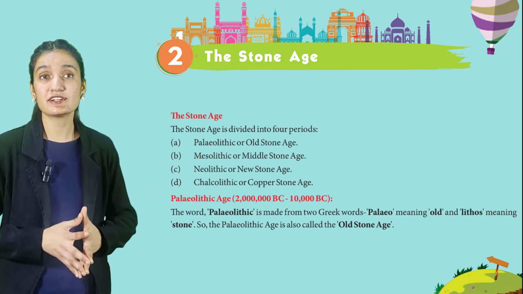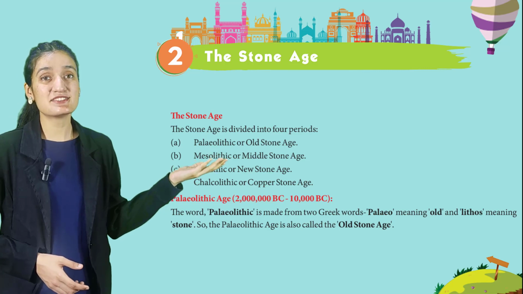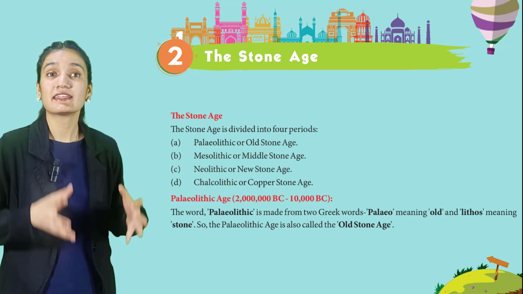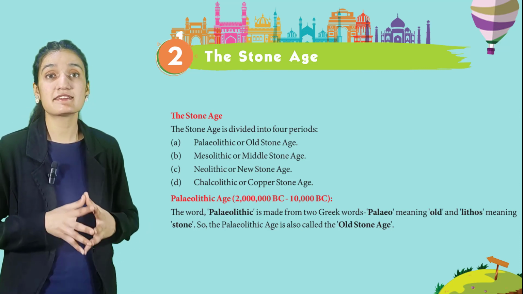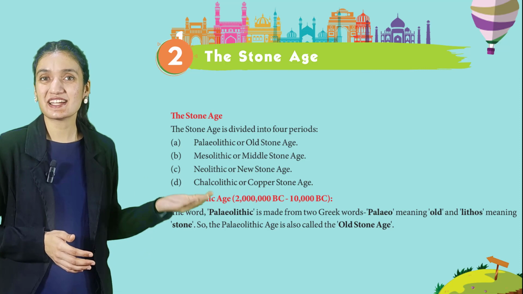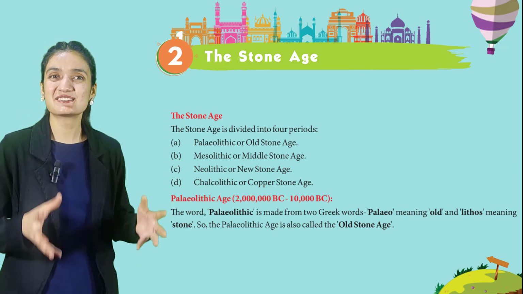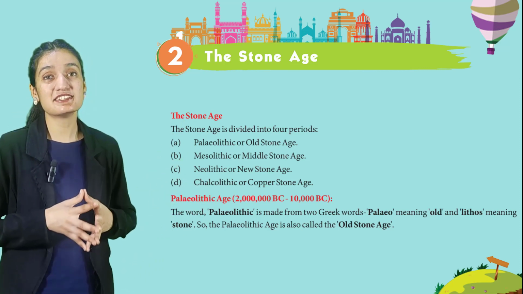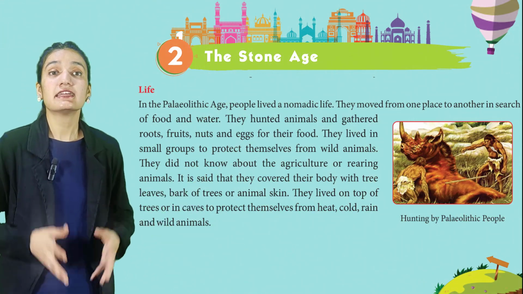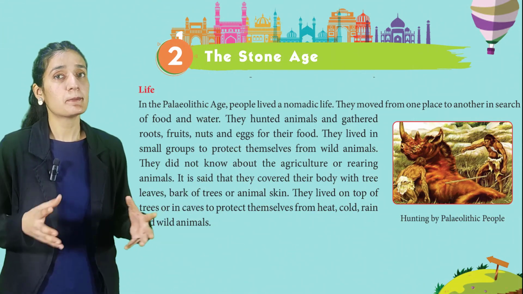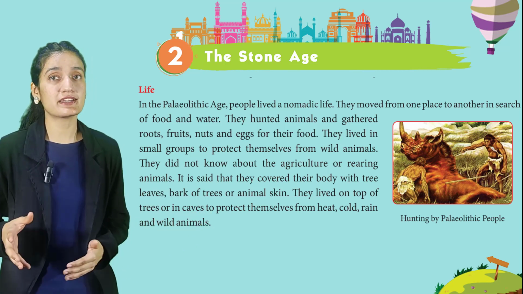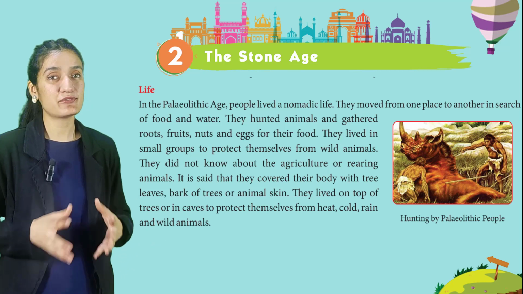Let's understand the first one, Paleolithic Age, 20 lakh BC to 10,000 BC. The word Paleolithic is made from 2 Greek words, paleo meaning old and lithos meaning stone. So the Paleolithic Age is also called the Old Stone Age. Life. In the Paleolithic Age, people lived a nomadic life. They moved from one place to another in search of food and water.